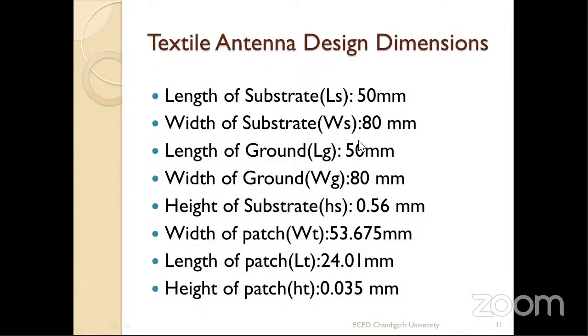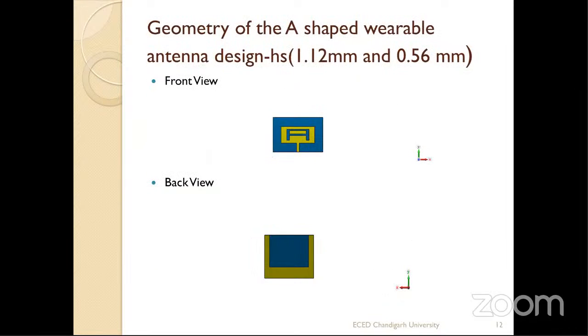So 50 by 80. Miniaturization is also taken into account because this is used as a wearable antenna, as part of clothing. If the antenna is so large, it is not comfortable to wear. So it should be very small in size, the smallest possible. It is an A-shaped wearable antenna, so we can use it as a logo for something. If we are using it for any accessories or for your jeans material, the A logo can be used. This is the design, front view and back view.